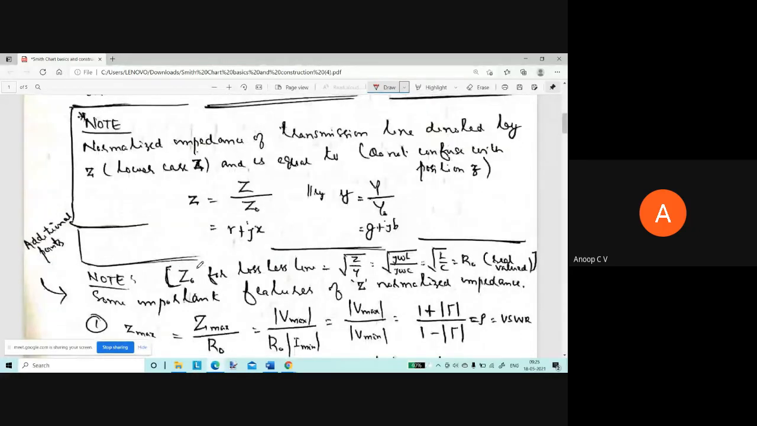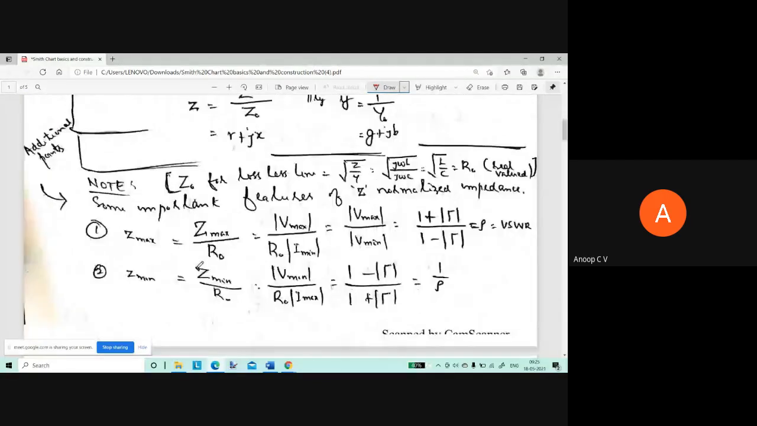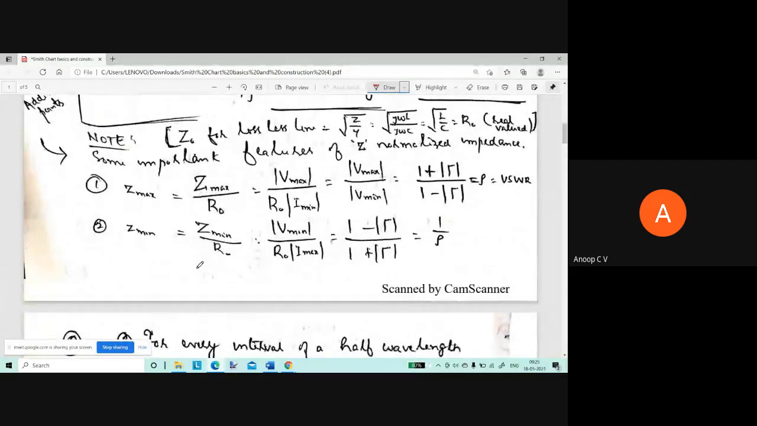We have already discussed some of the characteristics of the normalized impedance. So we have seen the maximum value of the normalized impedance will be equal to what?